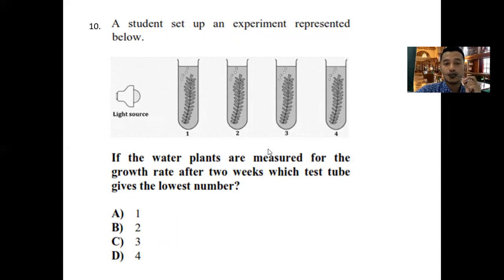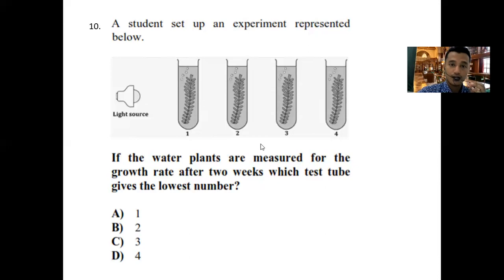If the water plants are measured for the growth rate after 2 weeks, which test tube gives the lowest number? So you can see here the closest plant, or the test tube with the plant closest to the light source, can do better photosynthesis, because it has everything that it needs for photosynthesis. So they can grow well, of course, because they can produce food and deliver the food. Of course, the cells grow well.